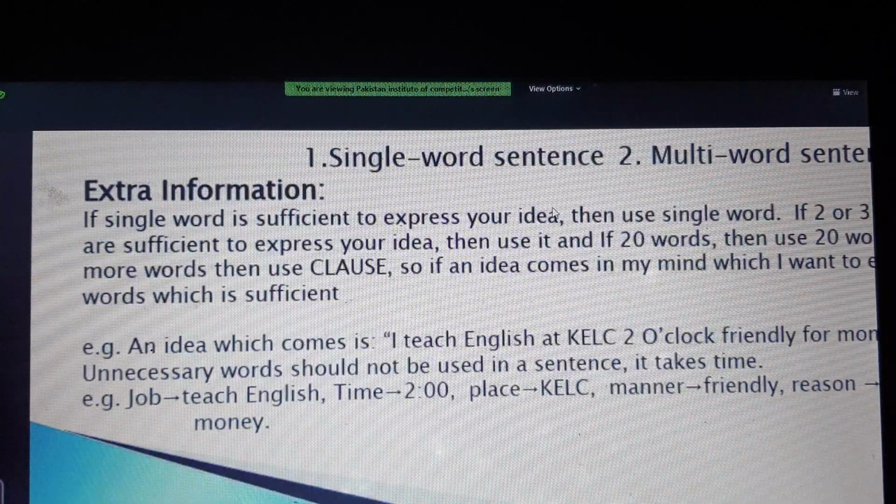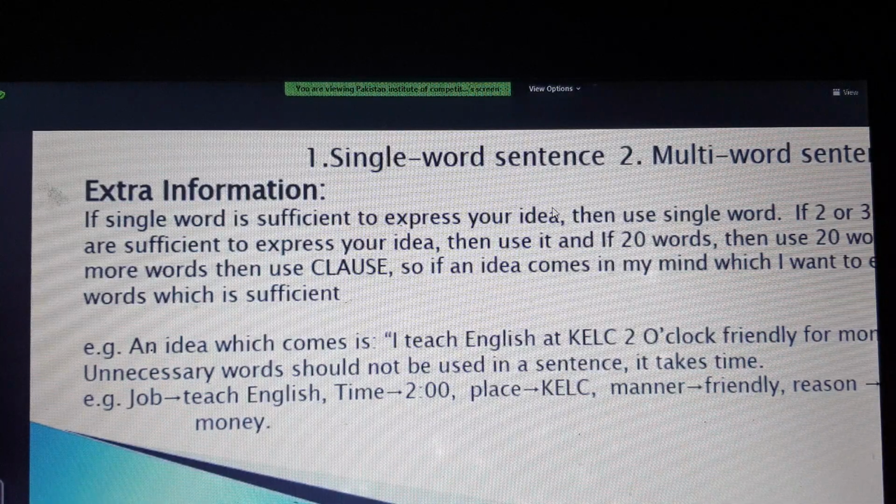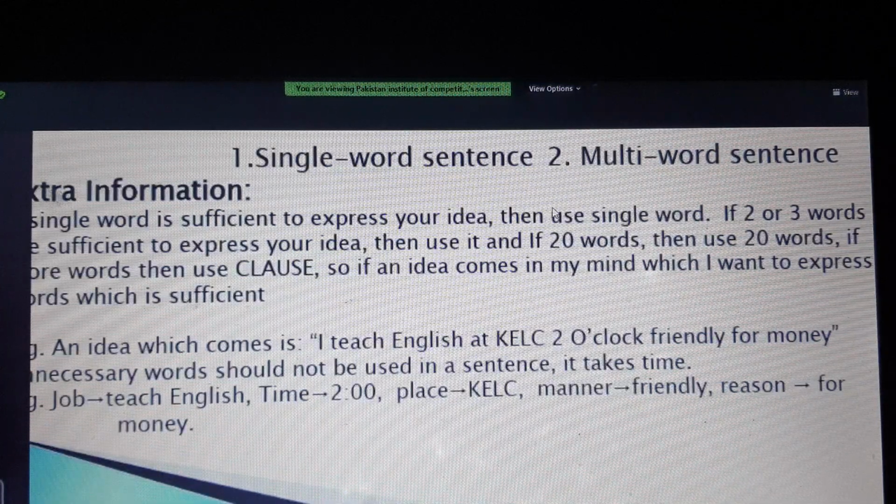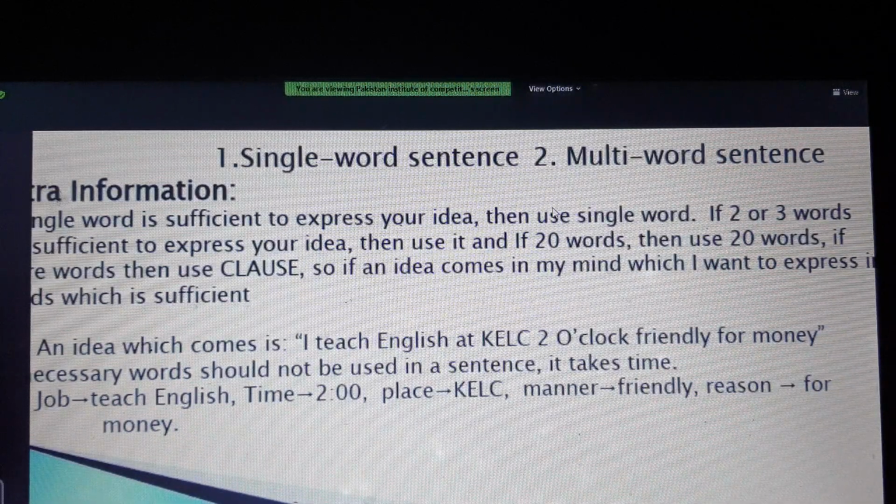And for every ingredient, I used a separate word. So there isn't any unnecessary word in my sentence. If I did not want to tell you about the time, I would definitely not use 2 o'clock. If I did not want to tell you the reason, I would definitely not say for money. If I did not want to tell you the place where I teach, I would definitely not tell you the place. But these were the top part of my idea. That's what is used everywhere.